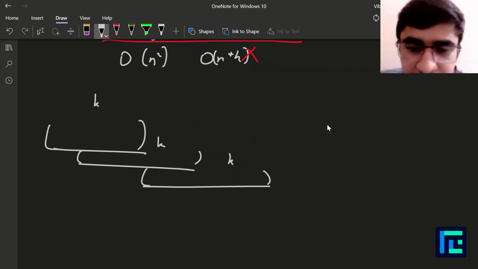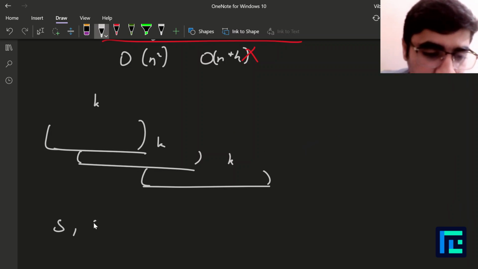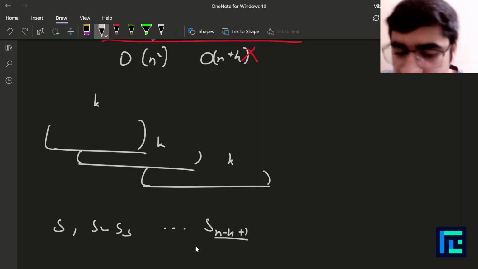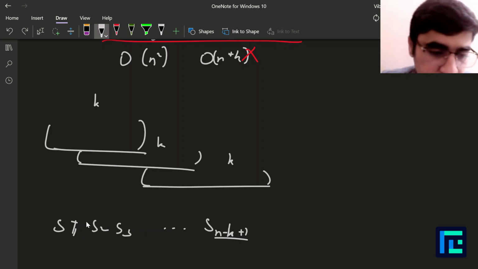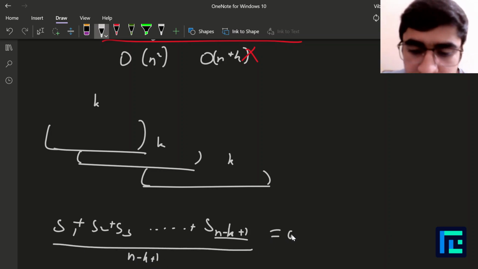And then after that, let's say we got S1 as the sleep time of week 1. So we got S1, S2, S3, and so on and so forth till S of n minus k plus 1. That is, n minus k plus 1 is the total number of weeks we will have. Then we will add all these values, so S1 plus S2 plus S3, and so on, the sum of all these values upon n minus k plus 1 would be our overall answer, right?